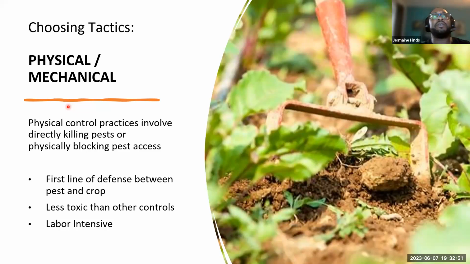So next up is physical control. As we're going up the different IPM pyramids, there was cultural control at the bottom. That's a lot of your environmental considerations. Next is your first physical line of defense, your physical and mechanical controls. These practices involve directly killing or blocking pest access. So it's your first physical line of defense between your pest and your crop. This is generally less toxic than other controls like biological or chemical control, but it can be labor intensive.